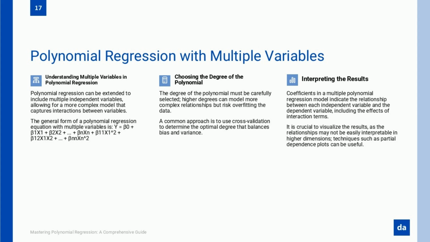While plotting polynomial regression with a single independent variable is simple, visualizing models with multiple variables requires contour plots, heat maps, or 3D surface plots. These visualizations help in understanding how different variables interact and influence the target variable.